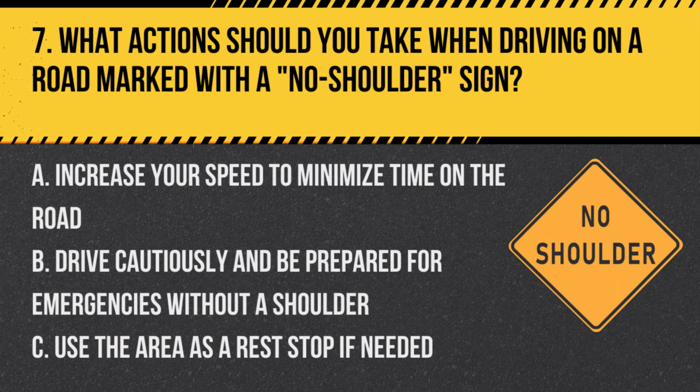Question 7. What actions should you take when driving on a road marked with a no-shoulder sign? A. Increase your speed to minimize time on the road. B. Drive cautiously and be prepared for emergencies without a shoulder. C. Use the area as a rest stop if needed.